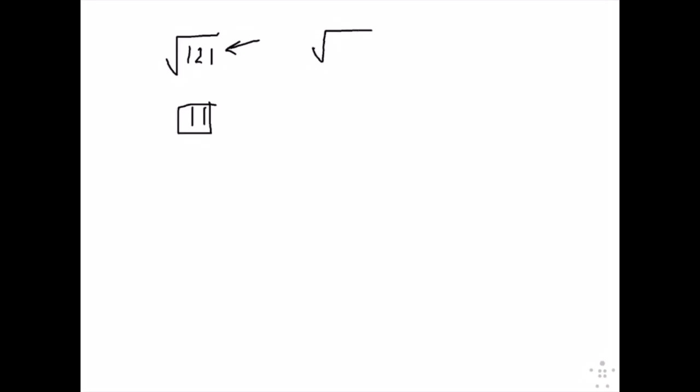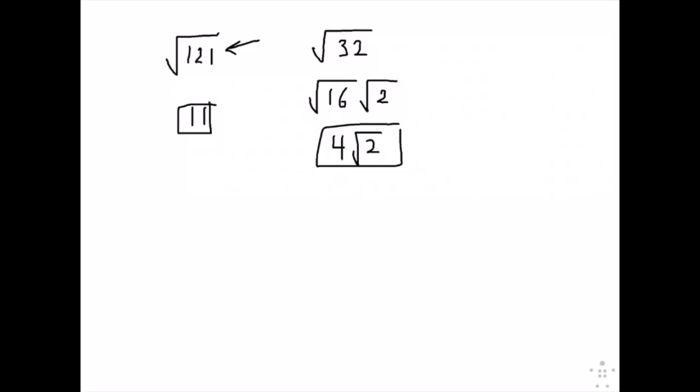If we have something like root 32, now 32 is not a perfect square. However, it's not simplified. And the reason why it's not simplified is because there's a perfect square factor inside of the 32. So this is really the square root of 16 times the square root of 2, right? 16 times 2 is 32. So the 16 is the perfect square factor that has to get factored out. So the square root of 16 is 4 times root 2. This would be in simplified form.